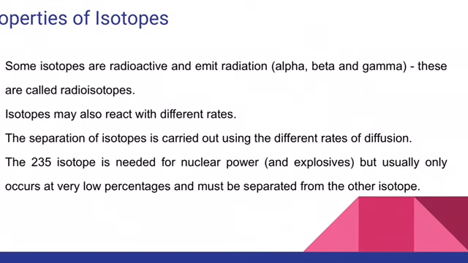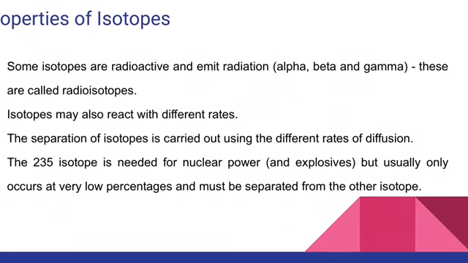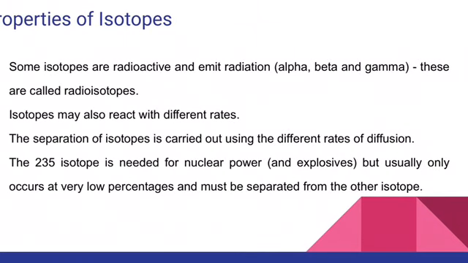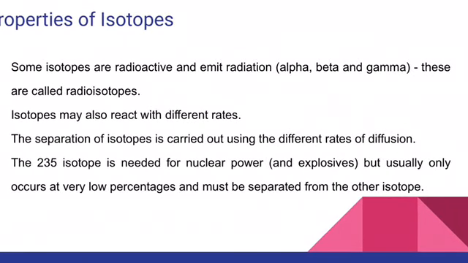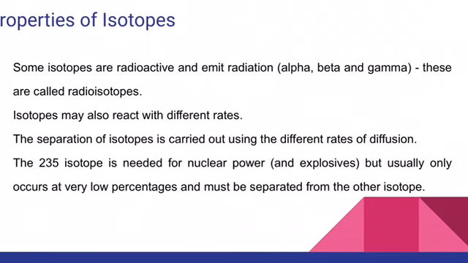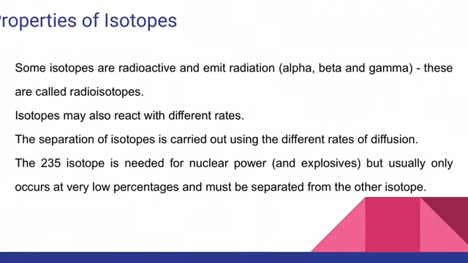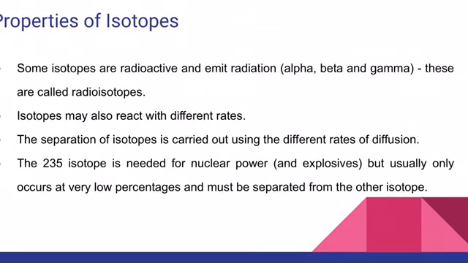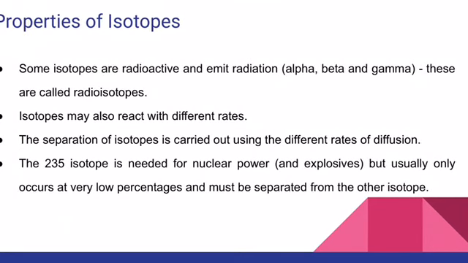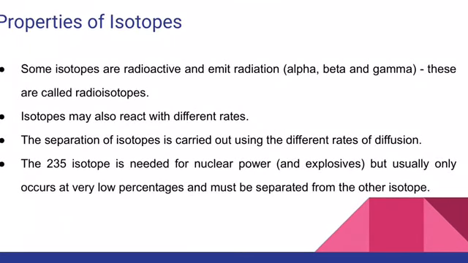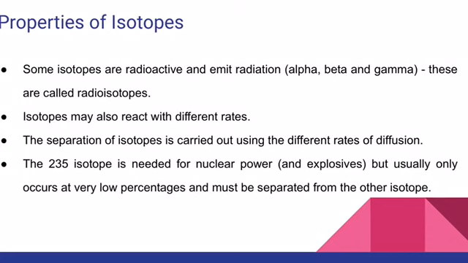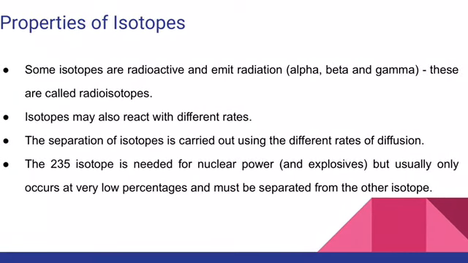There may be slightly different physical properties such as density or rate of diffusion. Some isotopes are radioactive and emit radiation such as alpha, beta, and gamma. These are called radioisotopes. Isotopes may also react at different rates. An example of this is the uptake of deuterium by hydrogenated compounds.